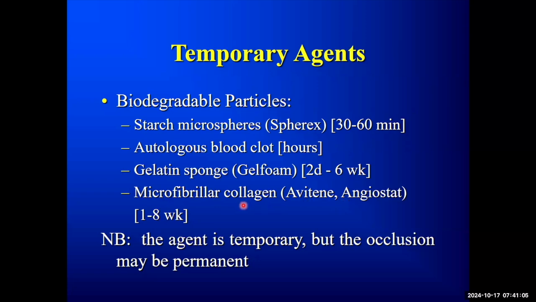The thing to be aware of or to remember is that although the agent as such is temporary, for example, gel foam, gelatin sponge, there's an inflammatory reaction that occurs, so that even when the agent itself dissolves, the vessel may be permanently occluded. So, for example, I've done fibroid or uterine embolizations with gel foam, and then come back 2 months or 2 years later, and the uterine arteries may be completely occluded.